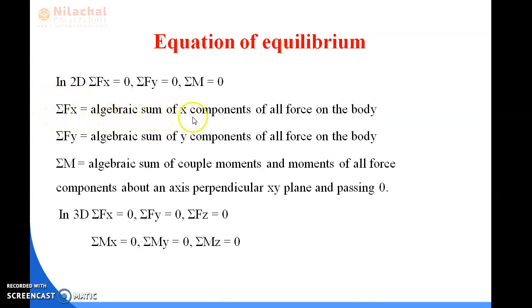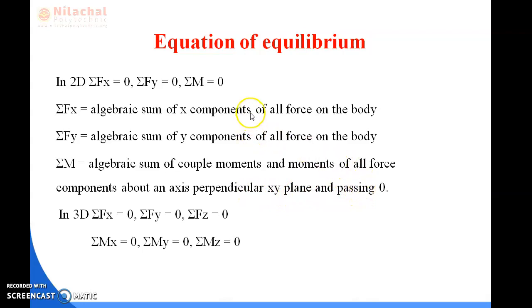So you can see here what you gain from the summation of Fx, which is the algebraic sum of the x components of all forces on the body, then the summation of Fy, which equals the algebraic sum of the y components of all forces on the body, and the summation of M. What is that? It is the algebraic sum of the couple moments and moments of all force components about an axis perpendicular to the xy plane and passing through 0.